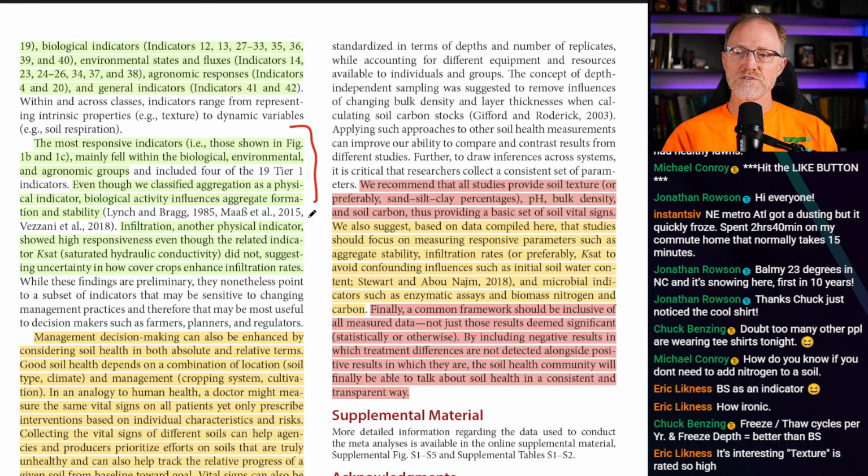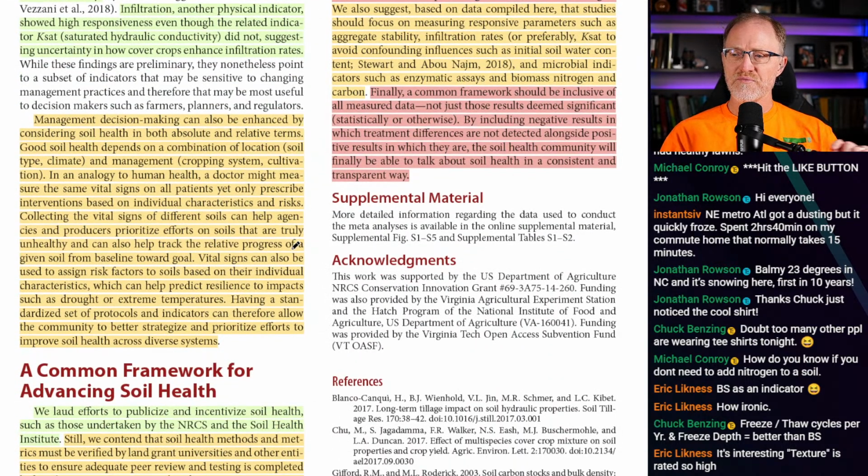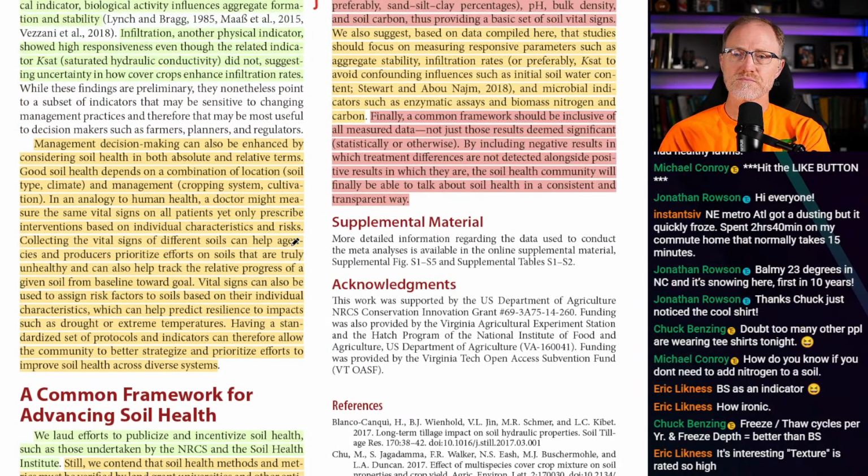Infiltration, another physical indicator, showed high responsiveness, even though the related indicator, saturated hydraulic conductivity, did not, suggesting uncertainty in how cover crop enhanced infiltration rates. And we're going to the very last part here.